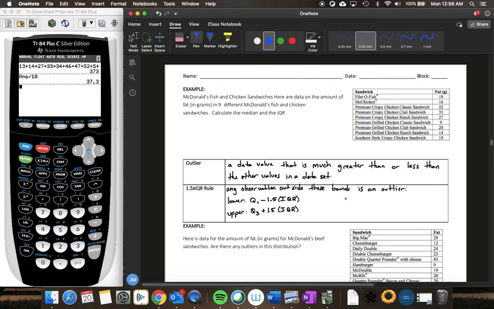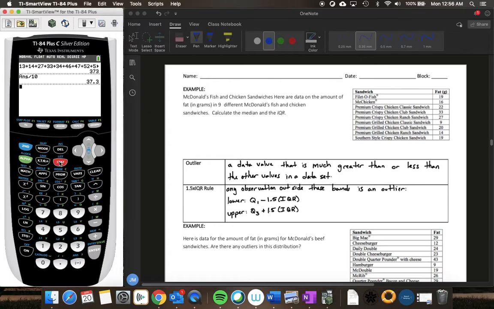So, McDonald's fish and chicken sandwiches. I've got the data here on the amount of fat in grams of the 9 different McDonald's fish and chicken sandwiches. We're going to calculate the median and interquartile range. So you've got everything from the fish fillet up to your Southern Style Crispy Chicken sandwich. And fat in grams, I'm going to do this using a graphing calculator just to remind you of how to do that.